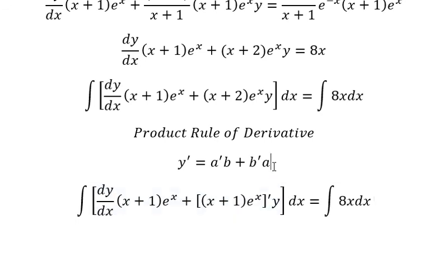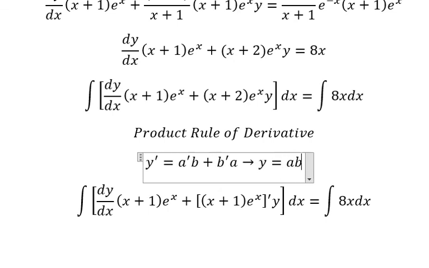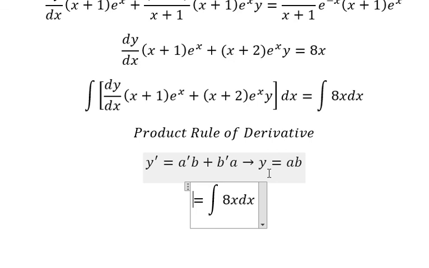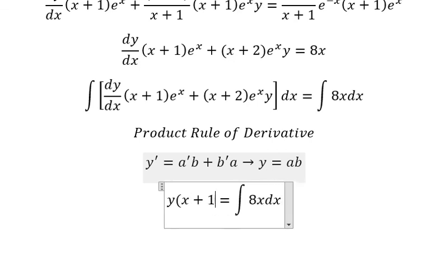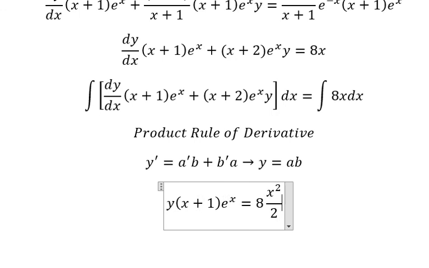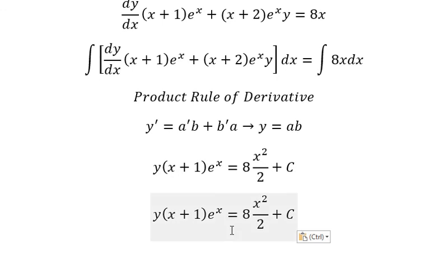So the integration of this one, we have y equals ab. So the integration of that one, we have y times x plus 1 e to the power of x. The integration of x, we have x squared over 2, and I will put c. 8 divided by 2, we have number 4.